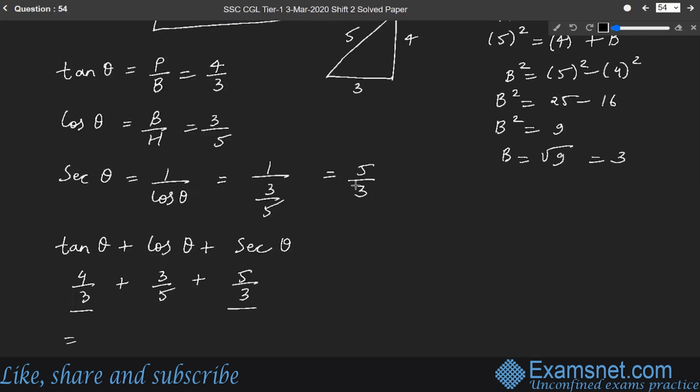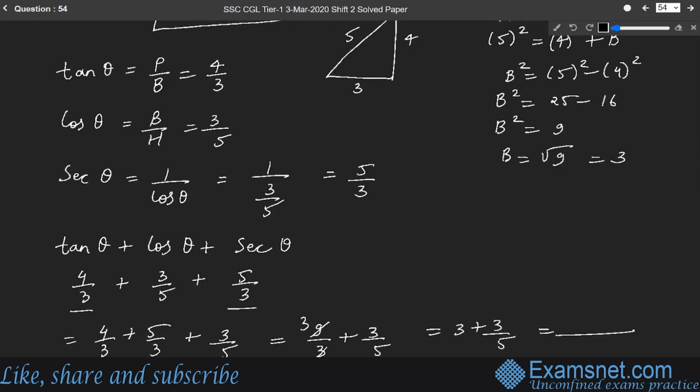Okay. So now in these two terms, the denominator is same. It means that we can add the numerator directly. We have 4 by 3 plus 5 by 3, right? And what is remaining? 3 by 5. Now, what is 4 by 3 plus 5 by 3? 4 plus 5 is 9. 9 by 3 plus 3 by 5. All right. Now, what is 9 by 3? It is 3. So, this is equal to 3 plus 3 by 5.